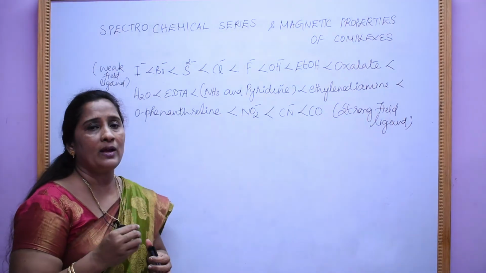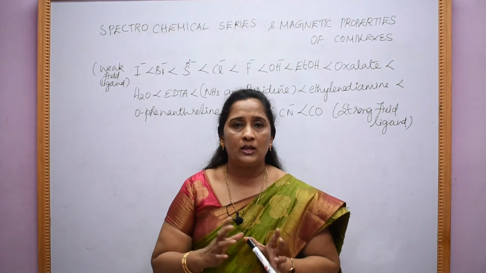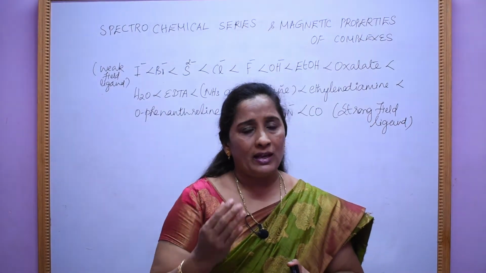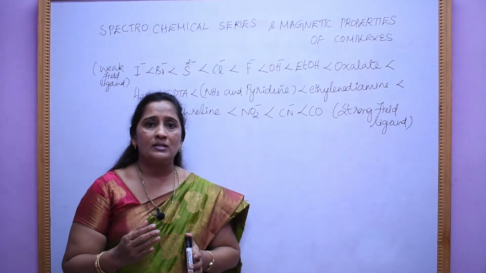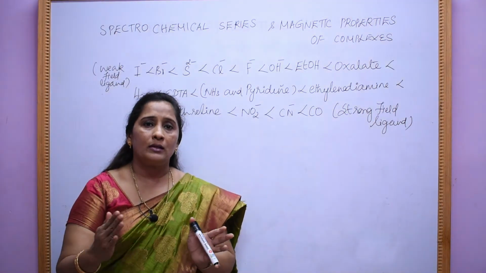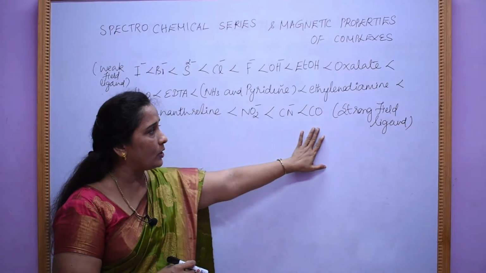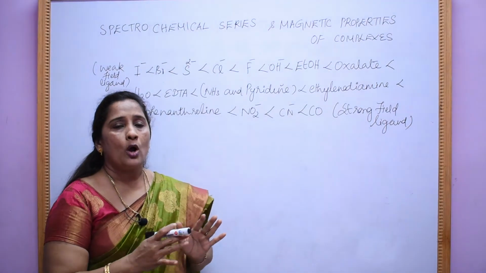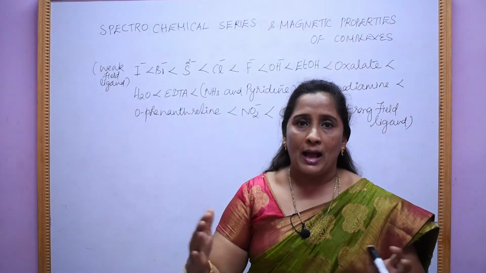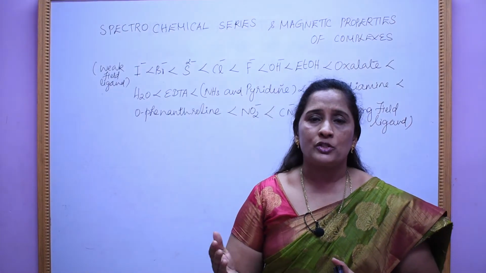Why are the ligands classified as strong field ligands and weak field ligands? What is the basis on which the ligands are being classified? A weak field ligand is a ligand which causes a smaller degree of crystal field splitting, whereas strong field ligands like CN minus and CO cause a large degree of crystal field splitting. Depending upon the magnitude of the crystal field splitting, they are classified as weak field ligands and strong field ligands.